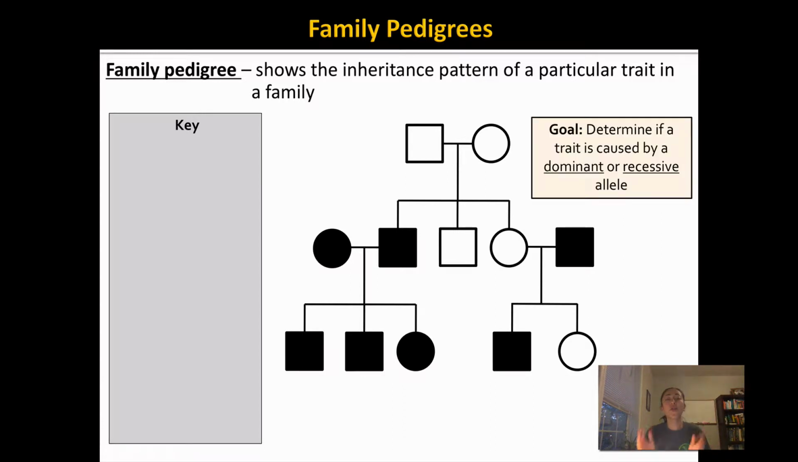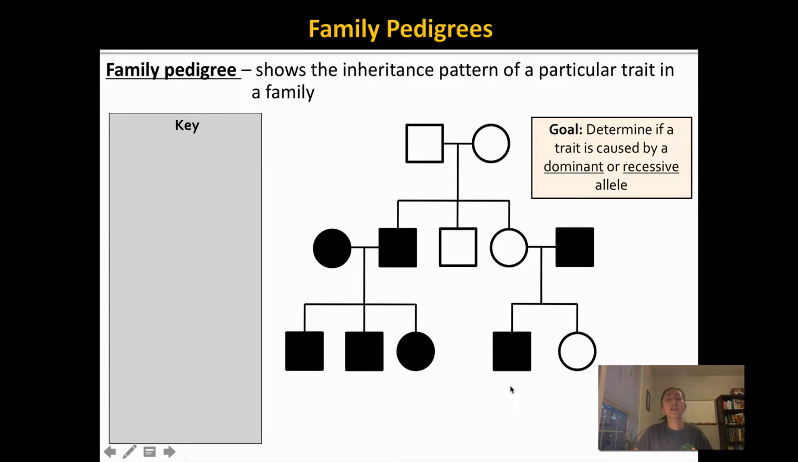So remember, the goal of these family pedigrees is to determine if a trait is caused by a dominant or recessive allele. This is what we don't know, so this is why we do this, okay? So a lot of times students make the mistake and they think that if an individual's colored in, that means they're expressing the dominant allele or the dominant trait. However, that does not mean that. We don't know if this trait is caused by a dominant allele or recessive allele, and that is why we have to look at these inheritance patterns.